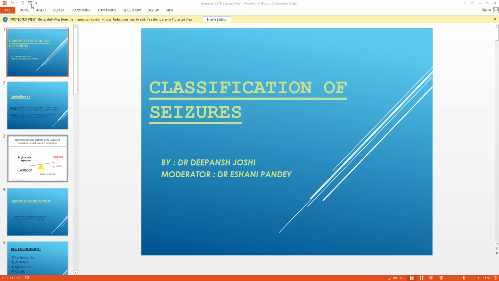Complex partial seizure is with impairment of awareness or consciousness. Most common cause: mesial temporal sclerosis, associated with aura, automatism and anterograde amnesia. EEG shows temporal lobe pathology.